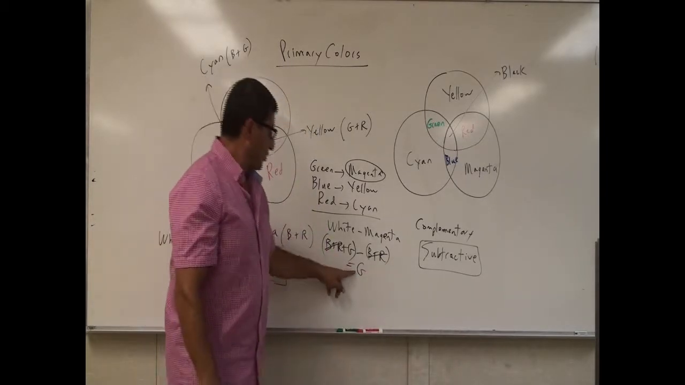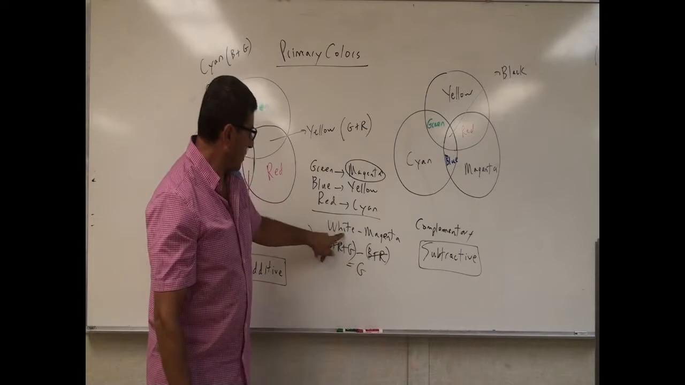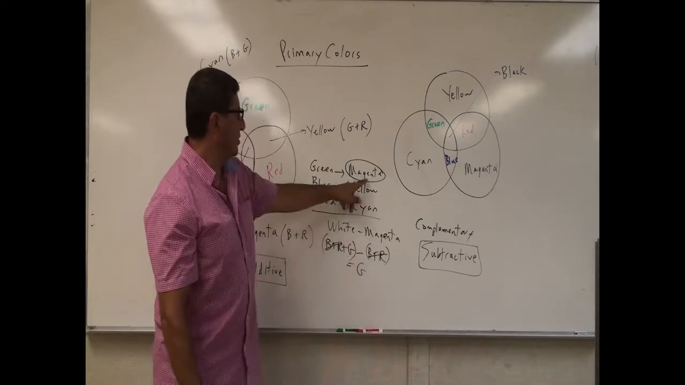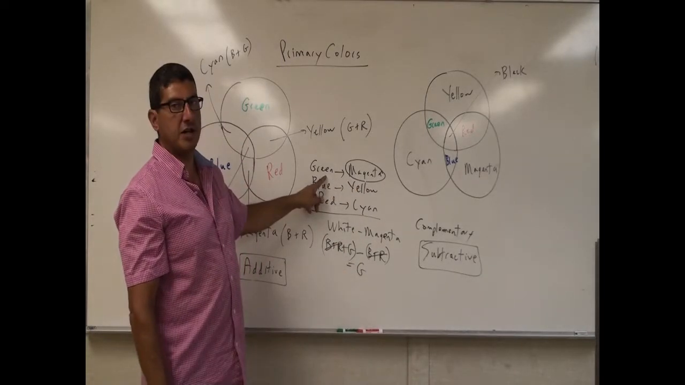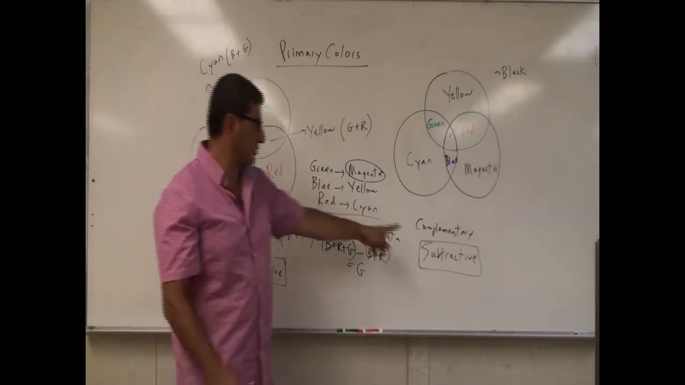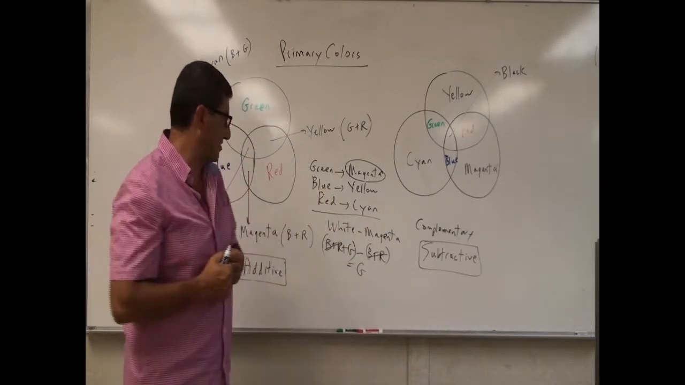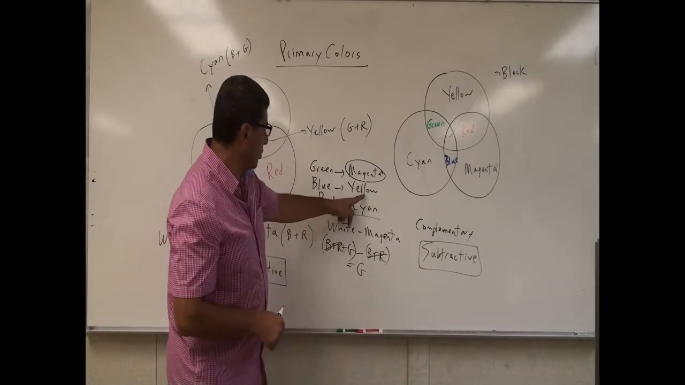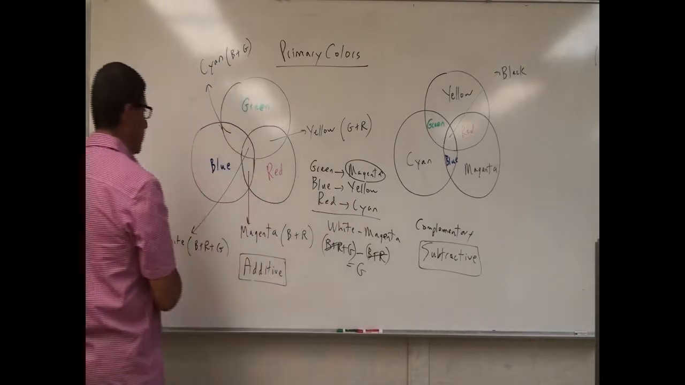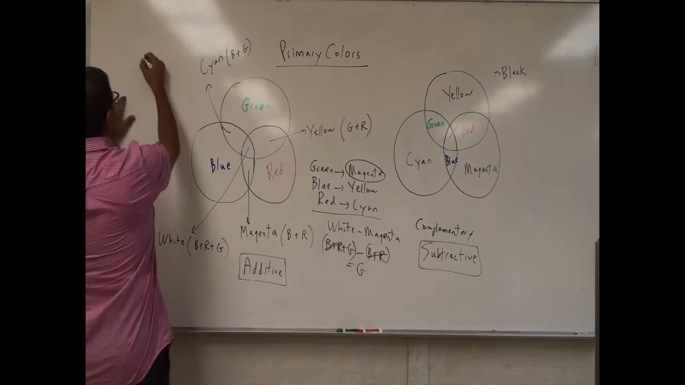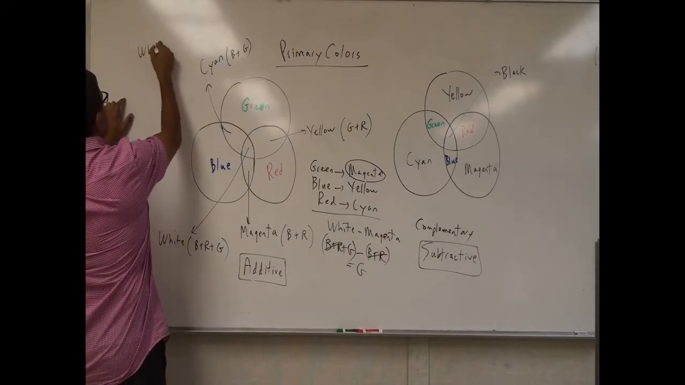You see? So if you subtract magenta from white light, what do you get? Green. So magenta is the complementary color of green. You see, that's why it's called complementary. It's subtractive because you're subtracting these from white light, right? And if you subtract yellow from white light, okay, what do you get? Let's put it here on the side. White minus yellow.